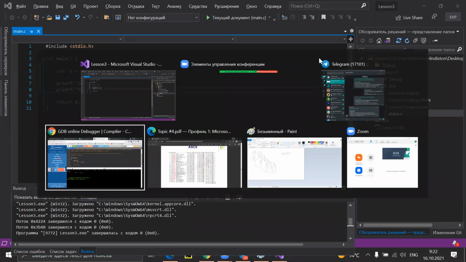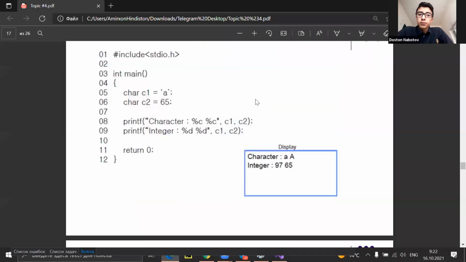So is it clear, guys? Any questions about the ASCII table, about characters? Can we move on?